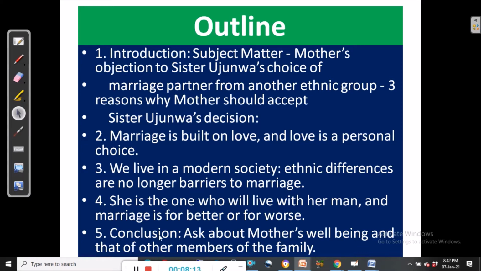and the next thing will be conclusion. Here we may decide to ask about mother's well-being and that of other members of the family. All right, so once we have jotted down the points we want to use, then we can proceed.